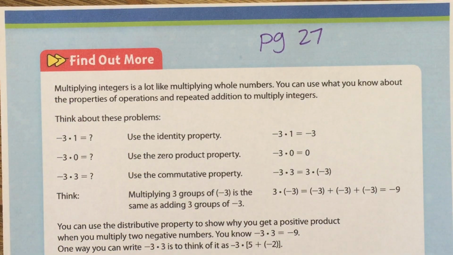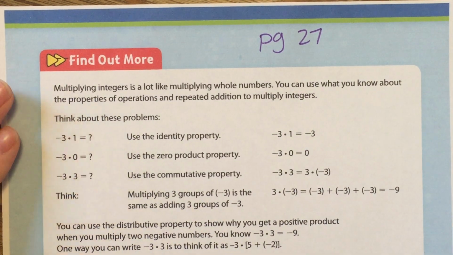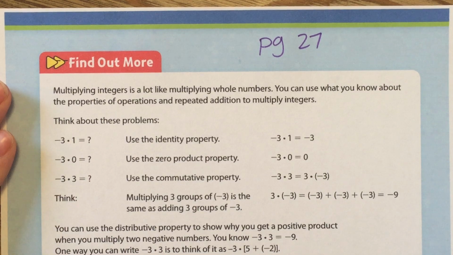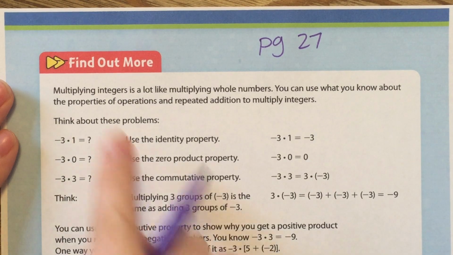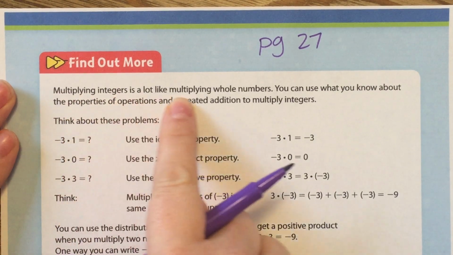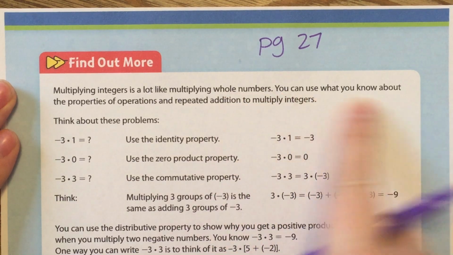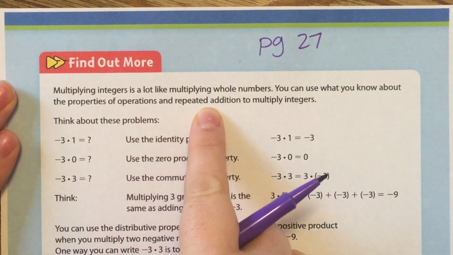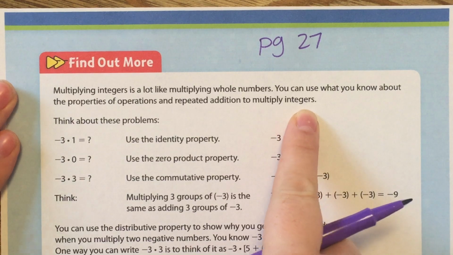We are continuing our conversation about multiplying signed numbers, or multiplying positive numbers and negative numbers. Multiplying integers is a lot like multiplying whole numbers. You can use what you know about the properties of operations and repeated addition to multiply integers.